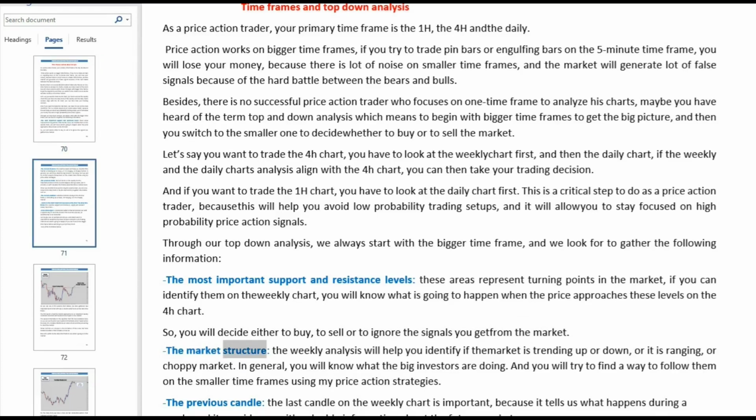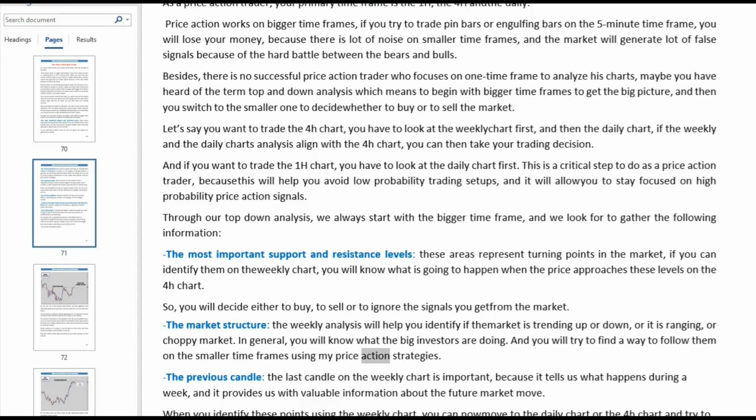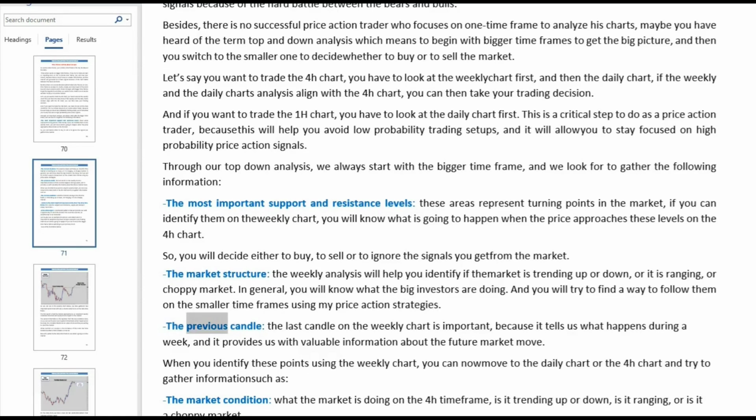The market structure. The weekly analysis will help you identify if the market is trending up or down, or if it is a ranging, or choppy market. In general, you will know what the big investors are doing, and you will try to find a way to follow them on the smaller time frames using my price action strategies. The previous candle, the last candle on the weekly chart, is important, because it tells us what happens during a week, and it provides us with valuable information about the future market move.